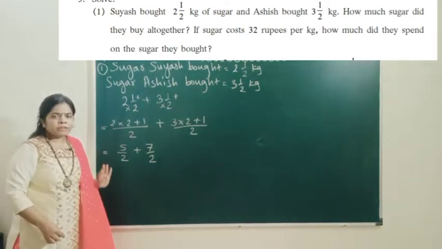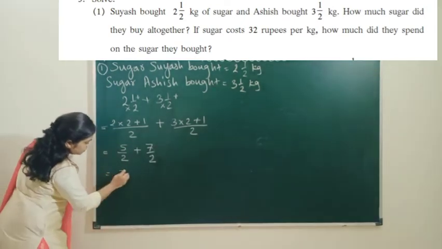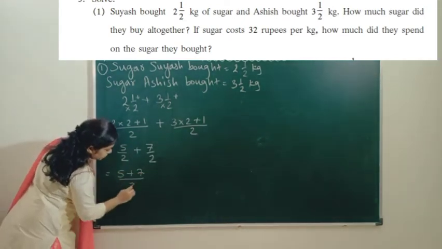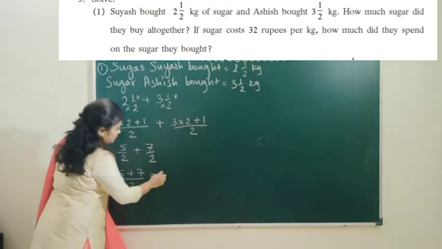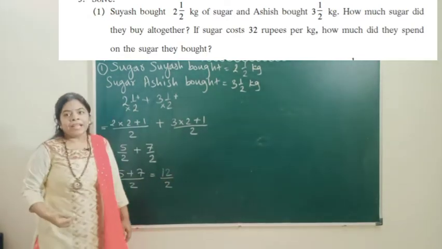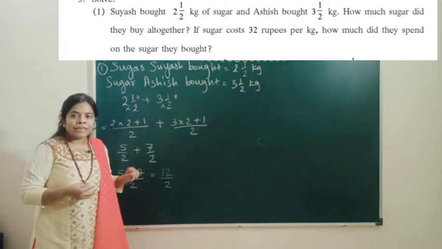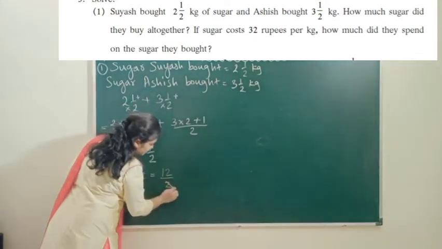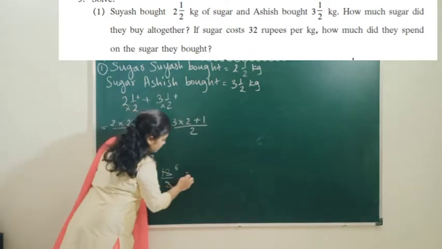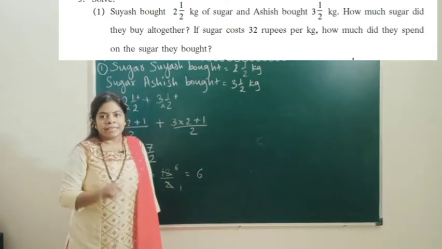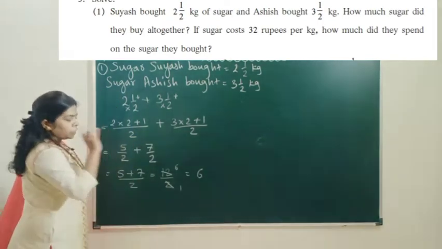They have the same denominator, so we are just going to take a common denominator and add the numerators. 5 plus 7 upon 2. 5 plus 7 is 12. 12 and 2 are coming in the table of 2. 2 1s are 2, 2 6s are 12. So the total answer is 6 kg. Both of them together bought 6 kg sugar. So total is 6 kg.